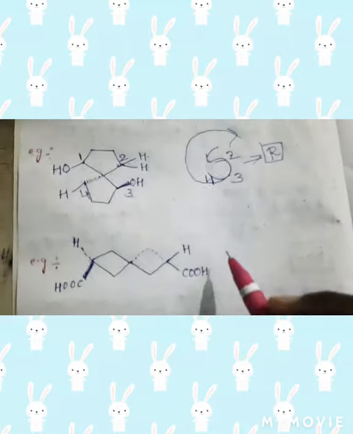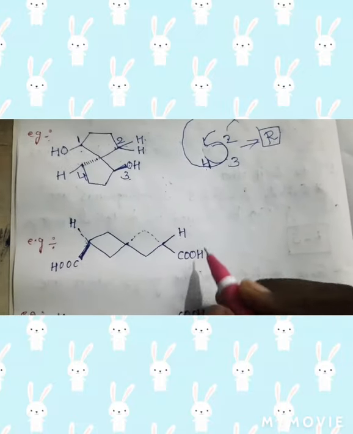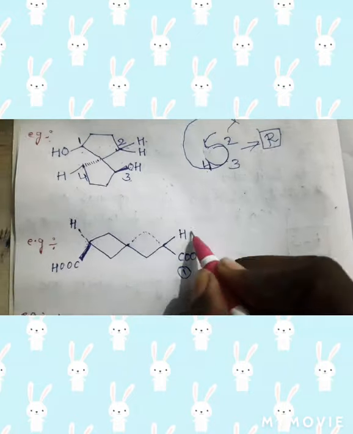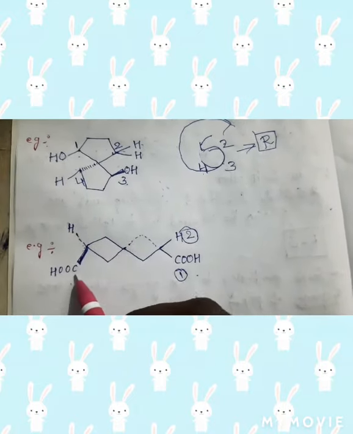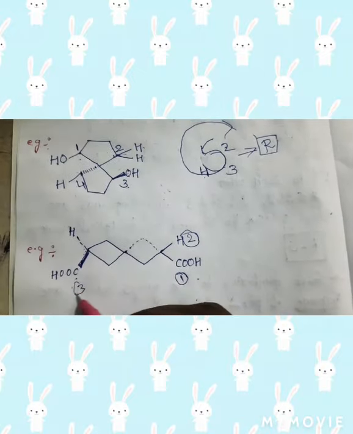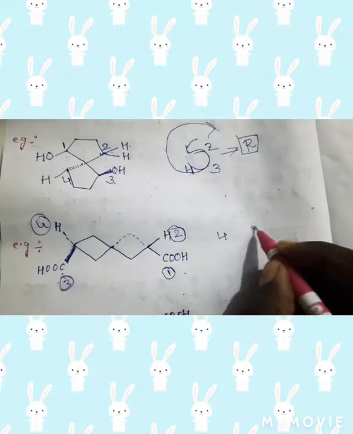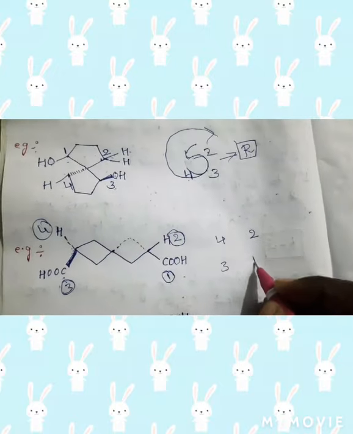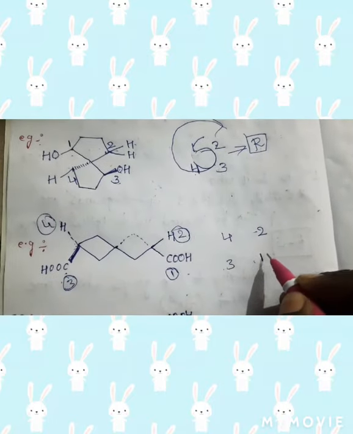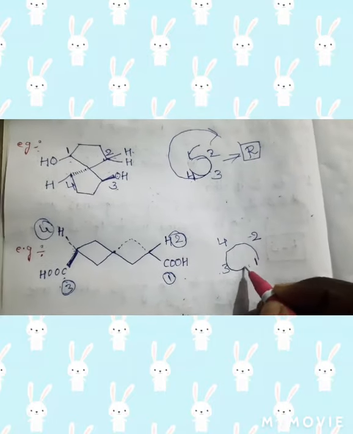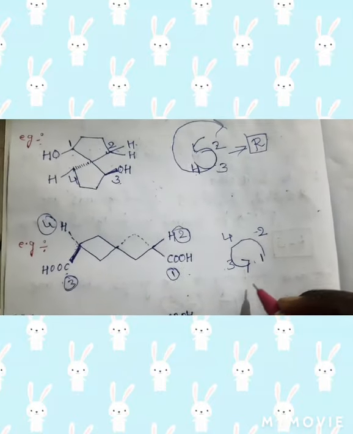Next, let us see this example. First we give numbering to the groups which are in the plane. So 1, 2. Among these two, carbon has the higher atomic number, so 3, 4. Write the numbers as usual, and now draw an arrow 1, 2, 3. Like this it is in anti-clockwise direction, so sinister.